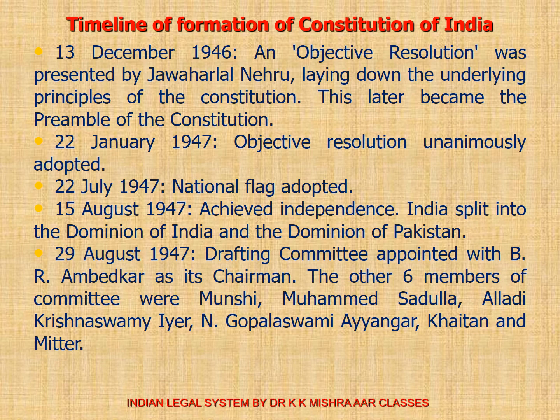22 January 1947, objective resolution unanimously adopted. 22nd July 1947, national flag adopted. 15th of August 1947, achieved independence. India split into the Dominion of India and the Dominion of Pakistan. 29 August 1947, drafting committee appointed with B.R. Ambedkar as its chairman. The other 6 members of the committee were Munshi, Muhammad Saadullah, Alladi Krishnaswamy Iyer, N. Gopalaswamy Iyengar, Khaitan and Mitter.